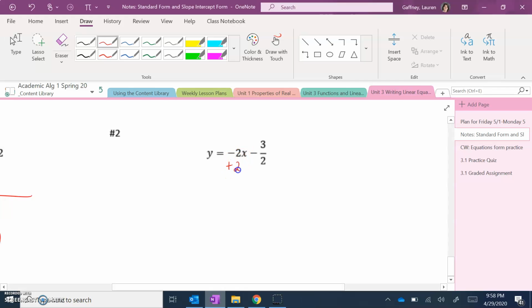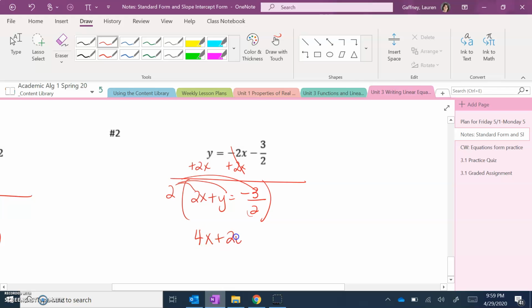All right, let's try one more. So since this is a negative 2x, I'm going to add 2x to the other side. So I have 2x plus y equals, don't lose the negative in front of that 3. So once again, we do have a fraction here, so to get rid of it, we would multiply every piece by 2. So this would be 4x plus 2y equals negative 3.